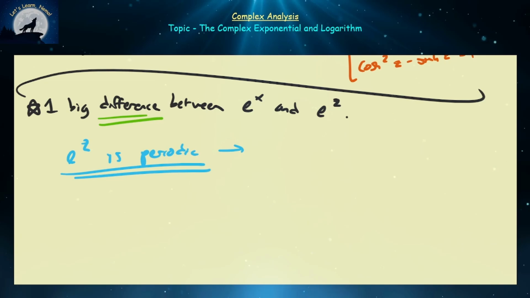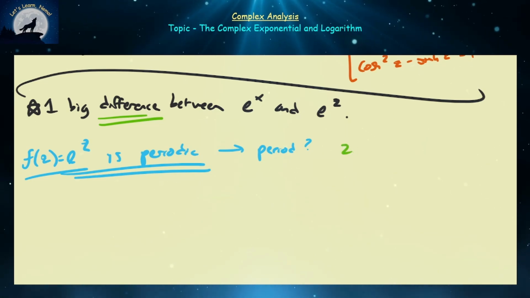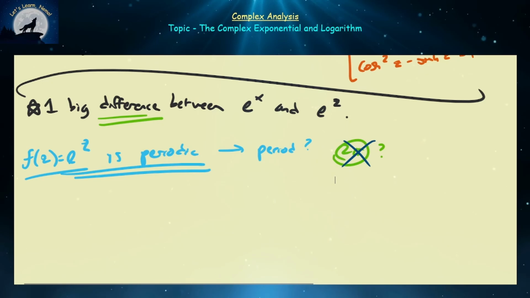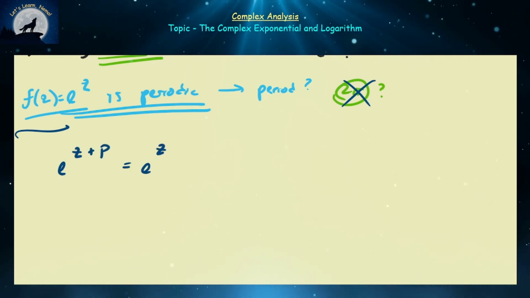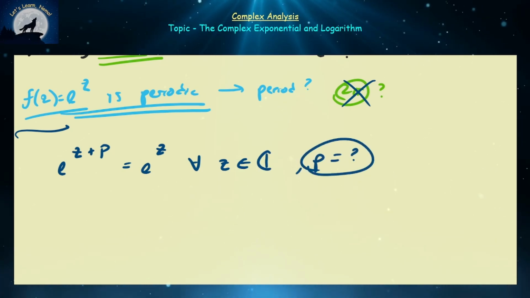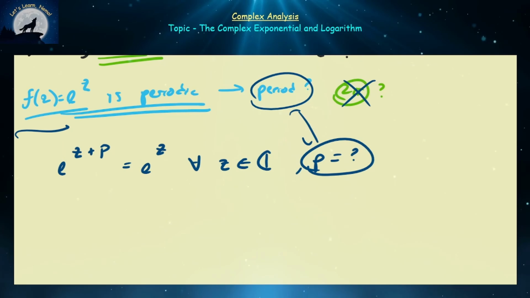So if it is just like sine or cosine, then what is the period of this function f of z equal to e to the z? You might be thinking, well, it has sine and cosine in it, so is the period going to be equal to 2 pi? Actually, no. So let's see if we can build what the period is for this periodic function e to the z. What do we mean by periodic? That means that e to the z plus p is going to be equal to e to the z for all z in the set of complex numbers. So our goal is to find out what this period p is going to be equal to.